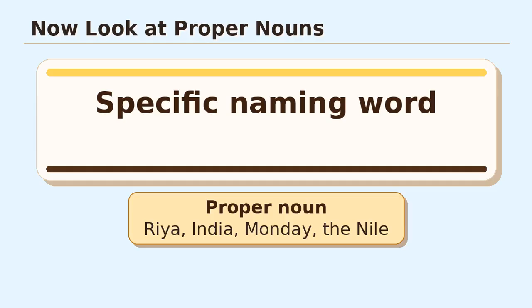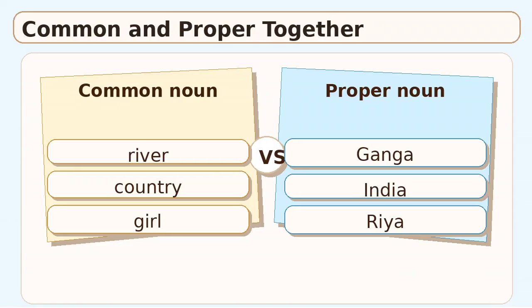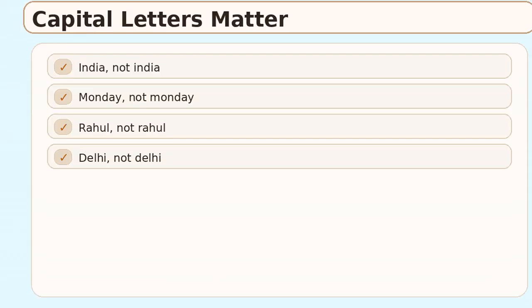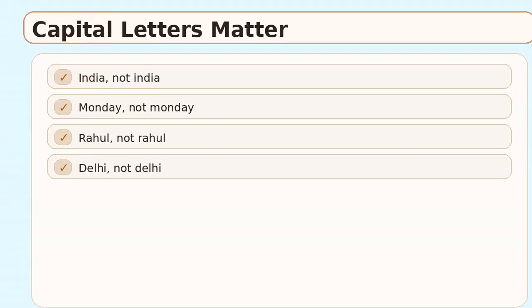A proper noun names one specific person, place, organization, day, month, book, or event. Because it is special and exact, it normally begins with a capital letter. This comparison is important. A common noun is general, while a proper noun is specific. Learners often know the meaning but forget the capitalization rule. Proper nouns must begin with capital letters.